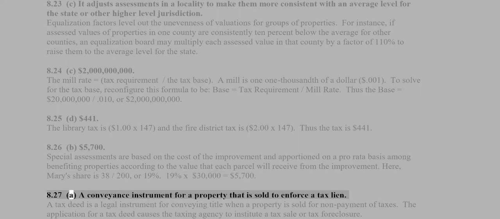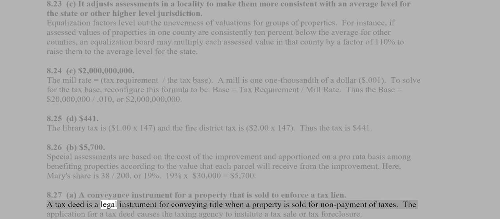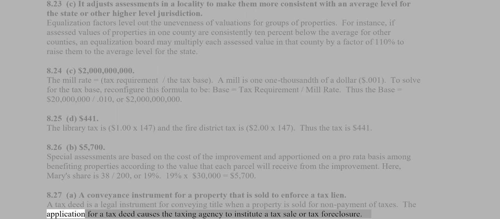8.27 a. A conveyance instrument for a property that is sold to enforce a tax lien. A tax deed is a legal instrument for conveying title when a property is sold for non-payment of taxes. The application for a tax deed causes the taxing agency to institute a tax sale or tax foreclosure.